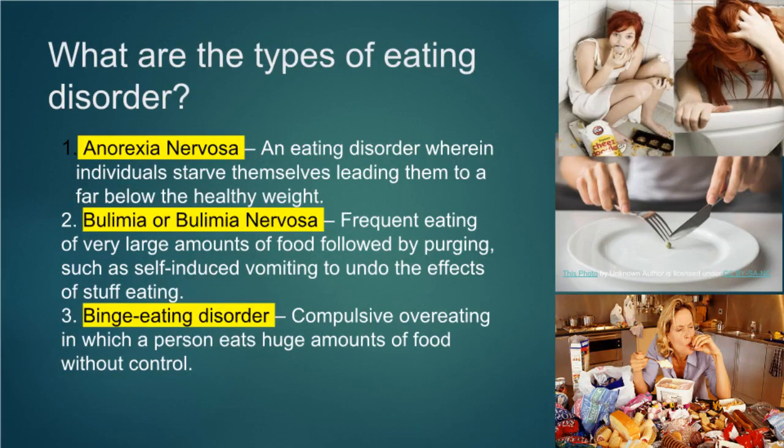What are the types of eating disorder? 1. Anorexia nervosa, an eating disorder wherein individuals starve themselves, leading them to a weight far below the healthy weight. 2. Bulimia or bulimia nervosa, frequent eating of very large amounts of food followed by purging, such as self-induced vomiting to undo the effects of stuffed eating.